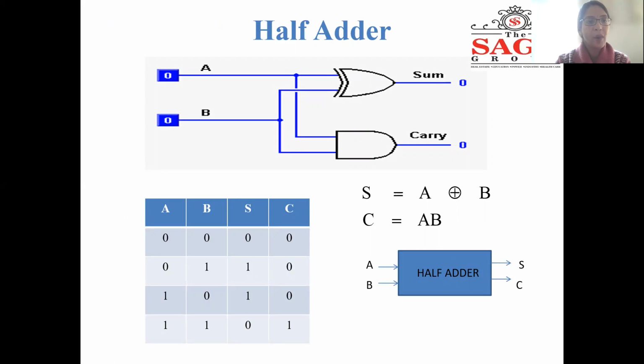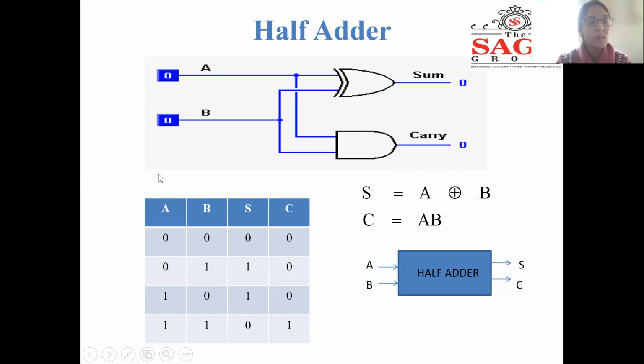One of the best examples of a combinational circuit is the half adder. A half adder is a combinational circuit which is basically used for the addition of two binary bits. It consists of two inputs and two outputs. Let us suppose A and B are the two binary bits which need to be added, and sum and carry, denoted by S and C, are the two outputs.